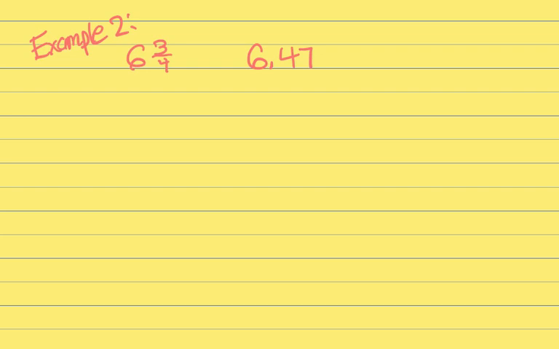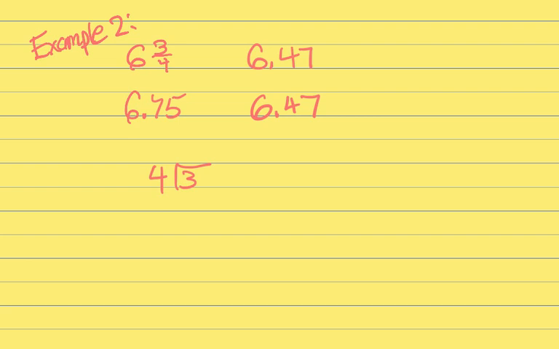So some of you might know what 3/4 is as a decimal. And if you do, that's great. So one possibility is that you could rewrite 6 3/4 as 6.75 and then compare it to 6.47. If you didn't know that 3/4 was 0.75, then what you should do is go ahead and divide 3 by 4. Remember, to convert a fraction into a decimal, it's always the top number divided by the bottom number.